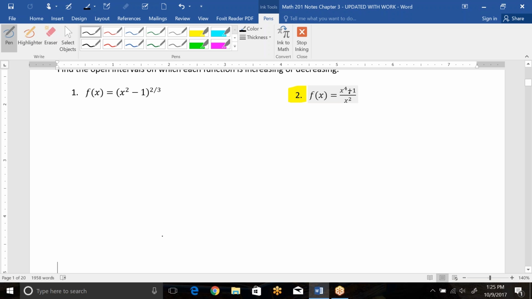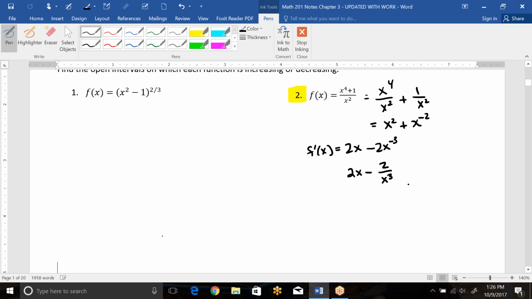You could think of this one of two ways. You could try to do a quotient rule, but since the bottom is a monomial, I think I'm going to just split this up into two separate fractions and reduce them. You cannot do that if your bottom is a binomial or bigger. So then this would just be x squared, and this one I can actually think of x to the negative 2. So then I'm going to take a derivative of that, and that would be 2x and then minus 2x to the negative 3. Or we could rewrite that as 2x minus 2 over x cubed.